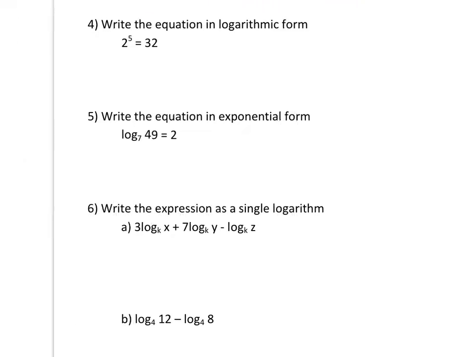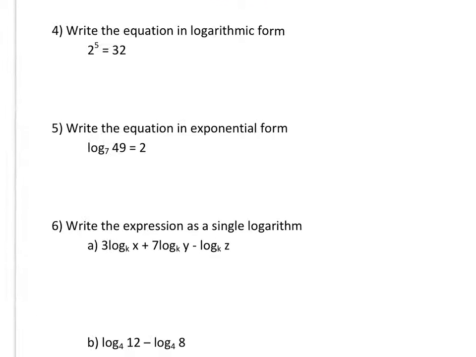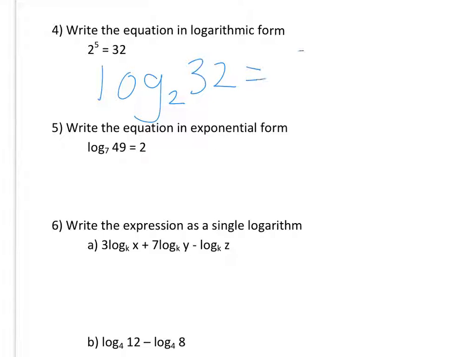Next one, I have to rewrite in a log format. So I have to think, what's my base? My base here is 2, so that'd be log base 2. Remember, you switch your numbers, so log base 2 of 32 is equal to 5. Next one, I have to think, what's my base? My base here is 7, so it's saying exponential base 7 raised to what power, and it's equal to 49. Remember, once you find your base, the other two numbers switch.